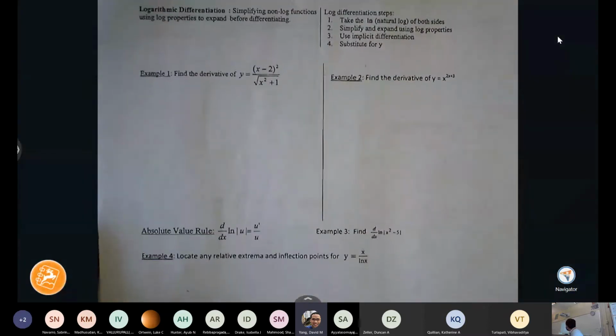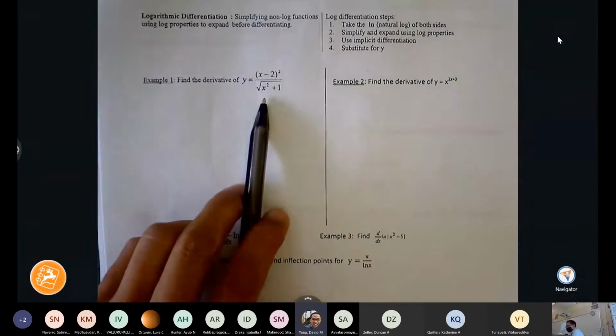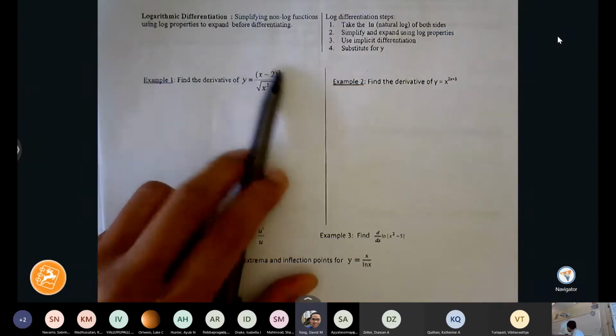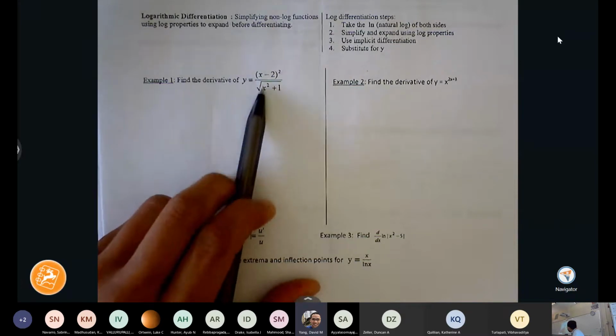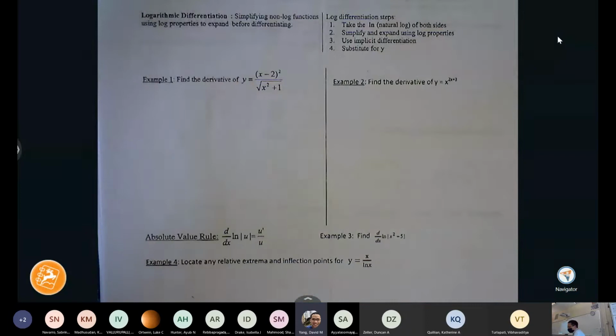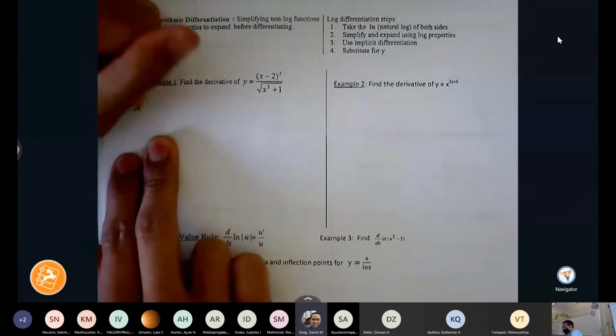let's look at example 1 and see if these steps make sense. So we look at this problem here. We do have previous rules available to us, right? We don't have to use log differentiation. But the advantage of log differentiation is that we can avoid having to deal with a combination of, in this case, chain and quotient rule. So first step, we're going to take the natural log of both sides.